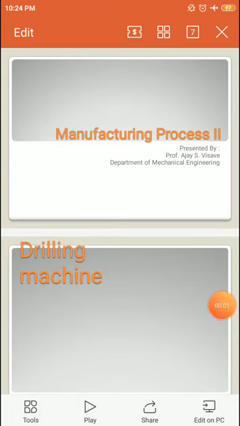Good morning, friends. Today we will begin with our second unit of the manufacturing process part 2 subject. The second unit is all about the three major types of machineries that are generally observed in the industries these days.